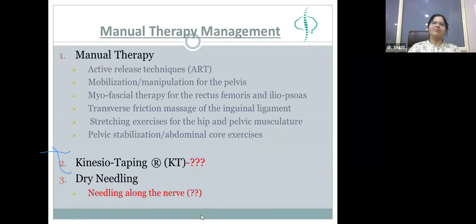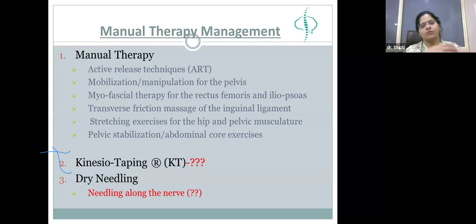In manual therapy, there are some techniques, that is active release technique, mobilization and manipulation for the pelvis. So here, like we have said before, if there is any kind of dysfunction of the pelvic SI or your pubis, the patient will complain of the symptom because there will be a pressure on your nerve.